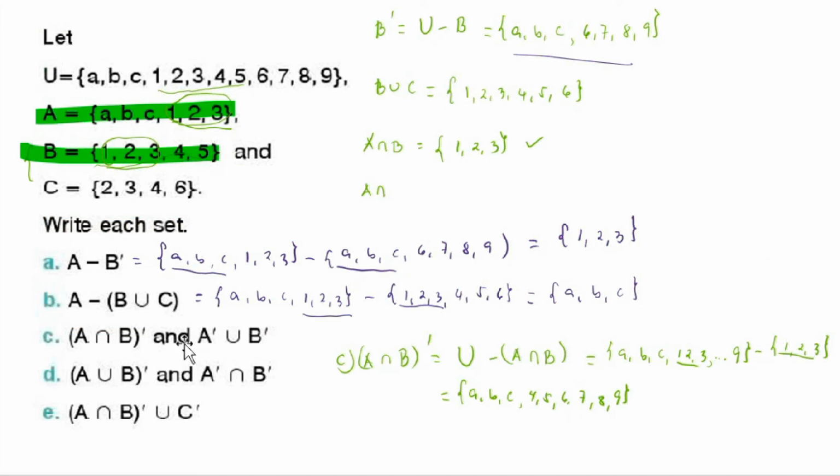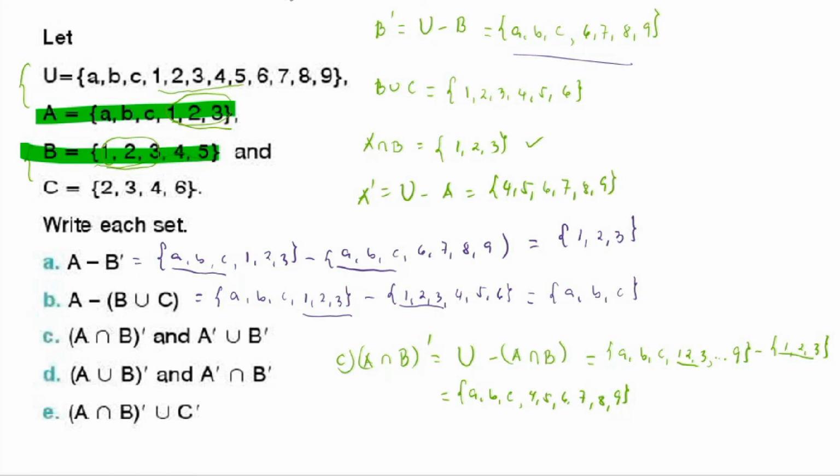First, we're going to solve for A complement. The complement of A is equal to the universal set minus A. So we have universal minus A, so we can cancel A, B, C, and 1, 2, 3. Therefore, the remaining terms from the universal set are 4, 5, 6, 7, 8, 9.